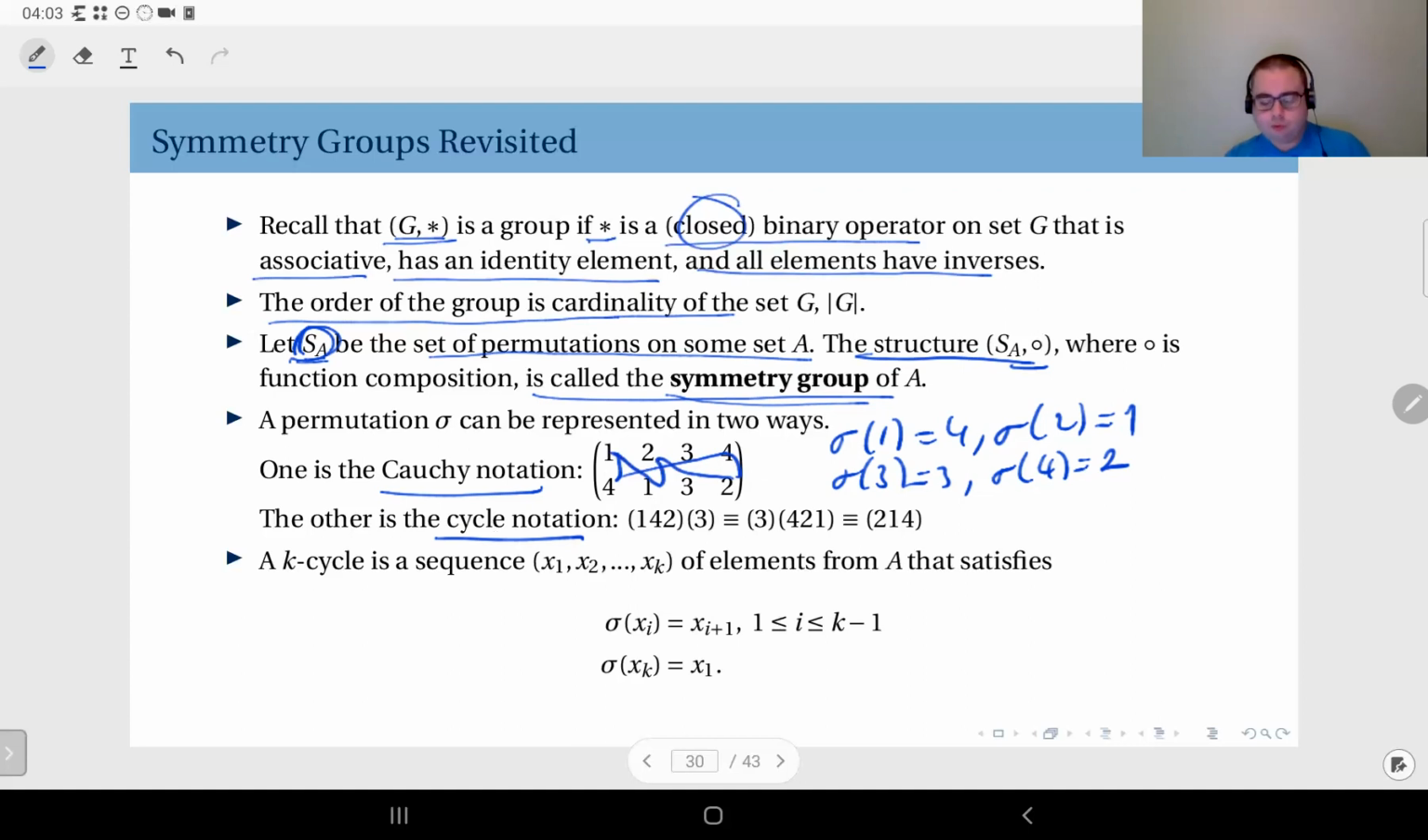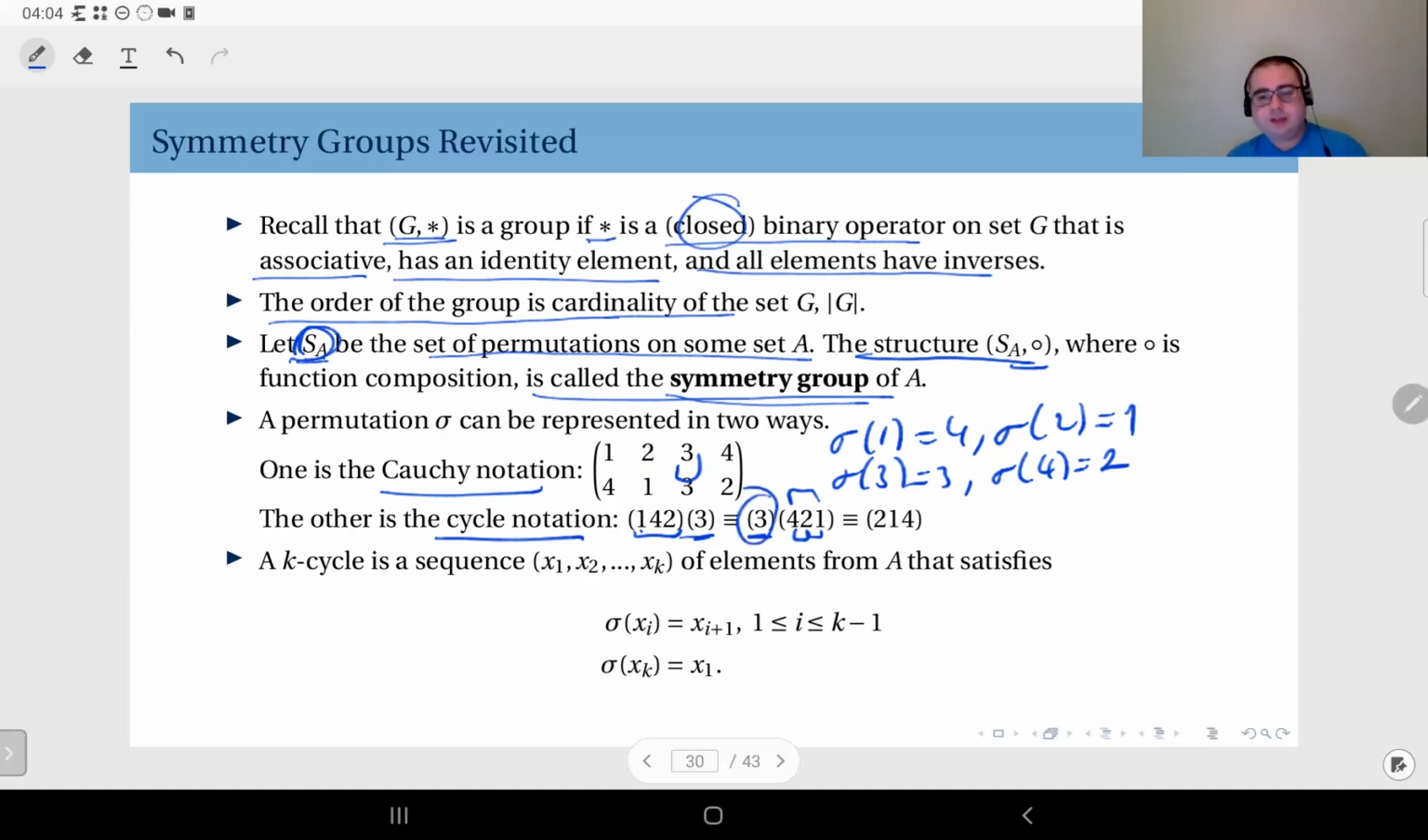So 1 to 4 to 2 is one cycle, and 3 by itself forms a single cycle. With parentheses, we actually separate the cycles, and the order of the elements inside a cycle is significant because it means 1 goes to 4, 4 goes to 2, and 2 comes back to 1. But the order of the cycles is not important, so you can write 3 first. And you can also rotate a cycle, because 1 goes to 4, 4 goes to 2, 2 goes to 1, but also 4 goes to 2, 2 goes to 1, 1 goes to 4 describes the exact same cycle. So that's another way of representing this.